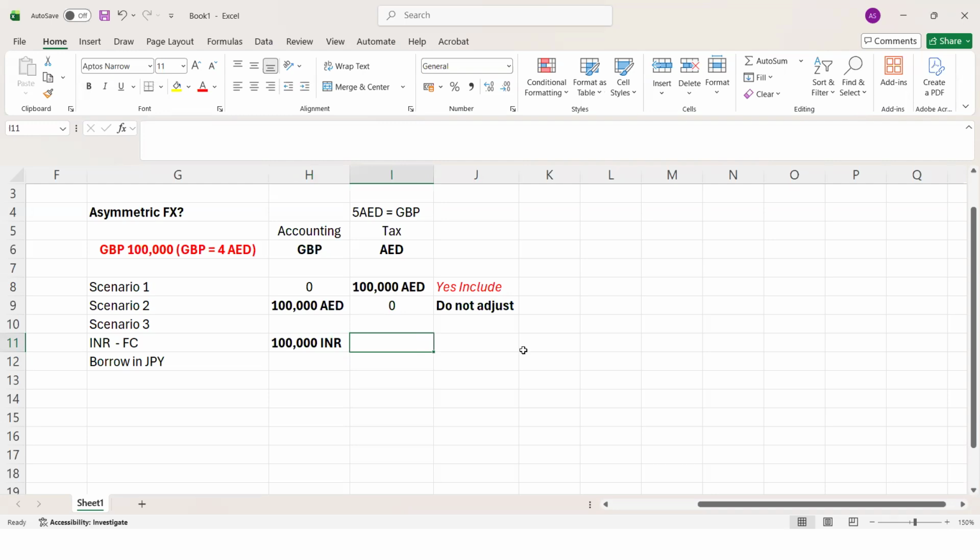But for tax, would we take it? There are situations where we don't use that for tax calculation because it's a notional, unrealised loss. So in such a scenario, do not adjust. But if it is the reverse, yes, adjust. So this is what we call an asymmetric foreign currency gain. It typically happens when your functional currency is not equal to your tax reporting currency.